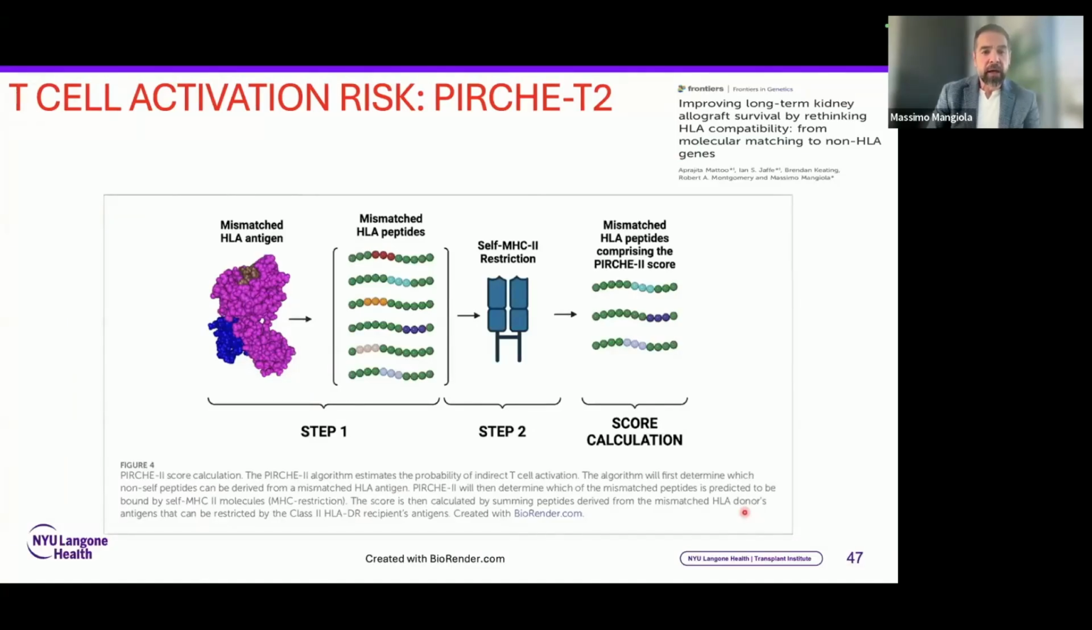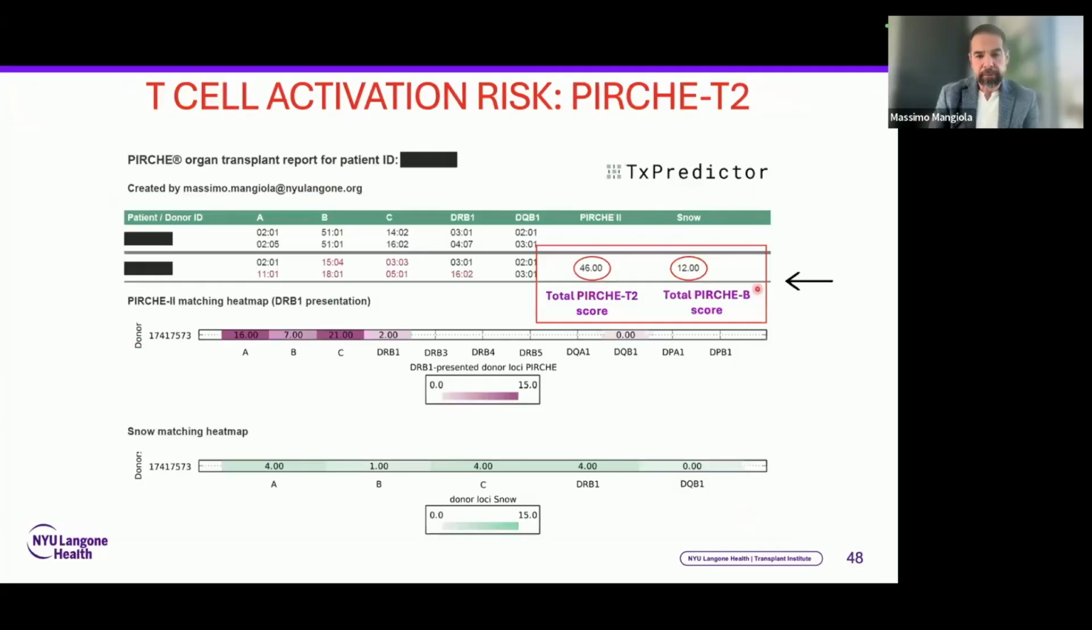The steps of the algorithm are very simple in a way. Step one: how many peptides can you form from an HLA molecule that are not present in the self-HLA, so they're non-self peptides. Step two is the restriction: which of those non-self peptides derived from this HLA molecule can actually be presented in the MHC of the recipient. For those that you can load and restrict in MHC, the calculator gives you a score. And this is what the report looks like.